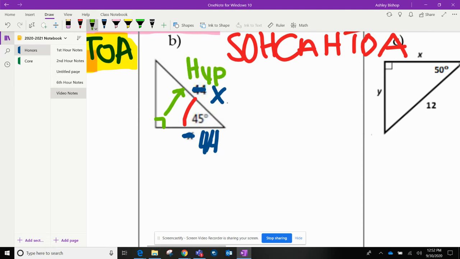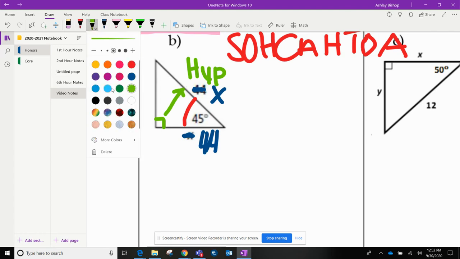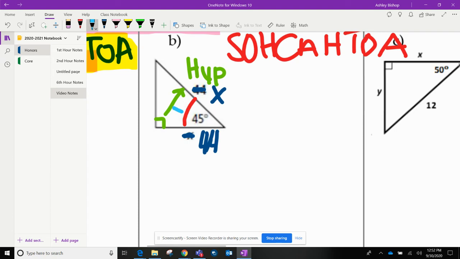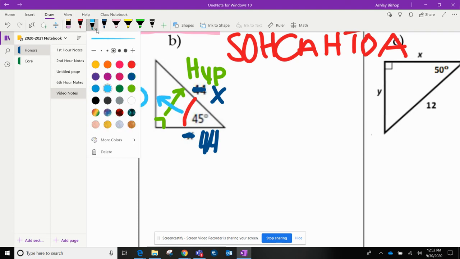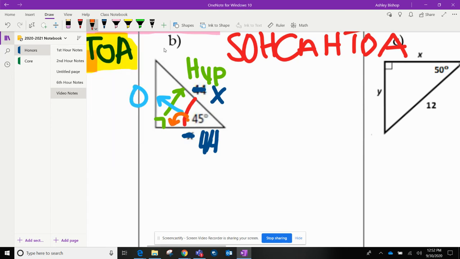All right, now I'm going to use my reference angle to find my opposite side. So my opposite side is going to be opposite from this 45, which is over here. And then my adjacent side is next to my angle, which is going to be here.